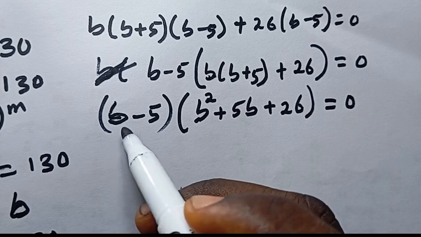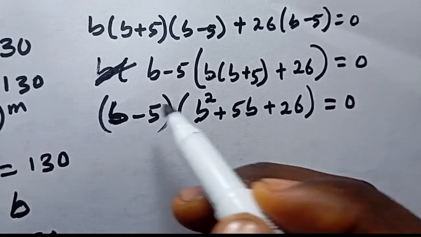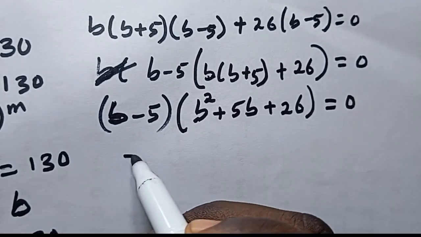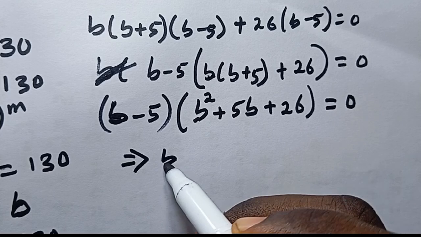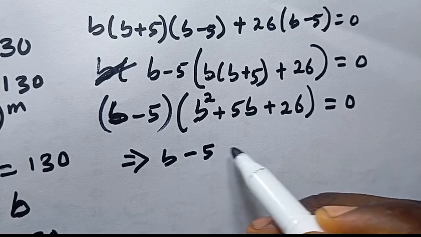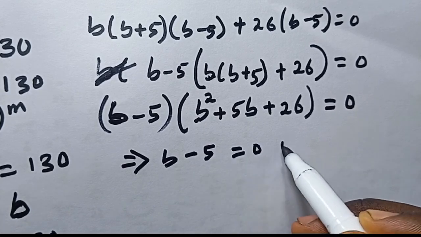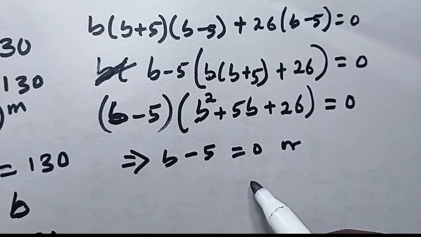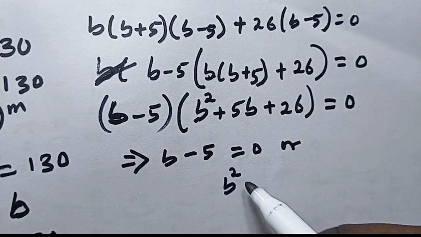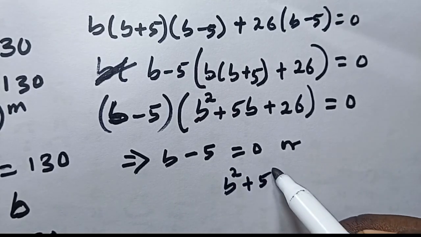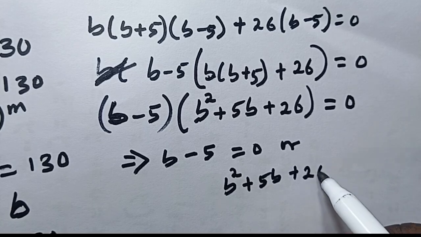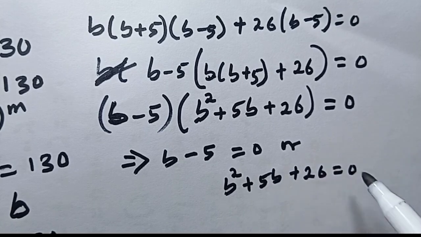And obviously if we apply the zero product rule here, this will imply that b minus 5 is equal to 0, or this stuff in the bracket here, b^2 + 5b + 26 is equal to 0.